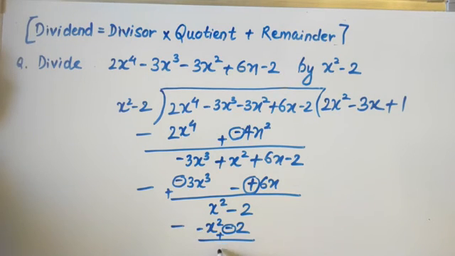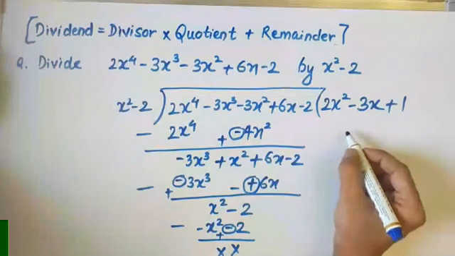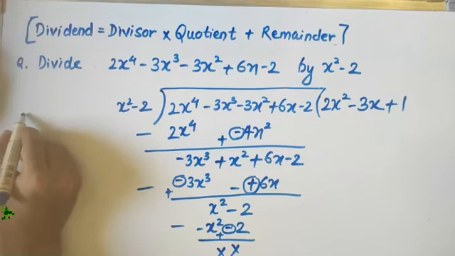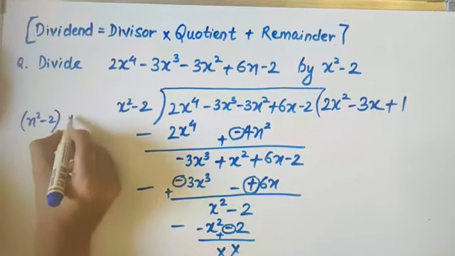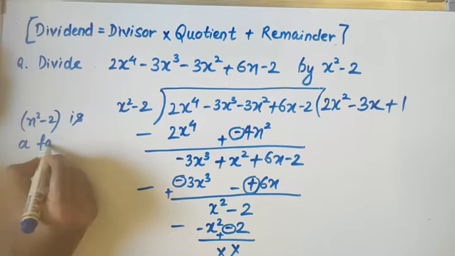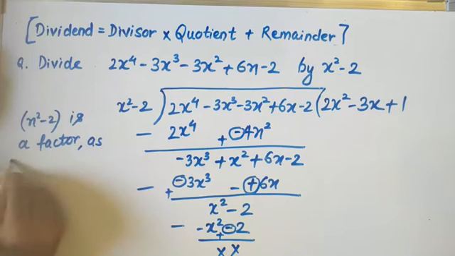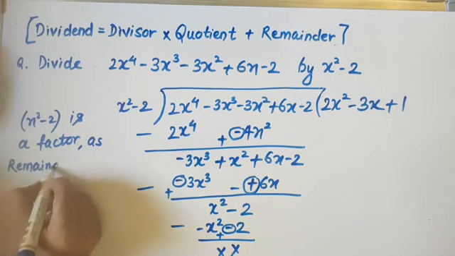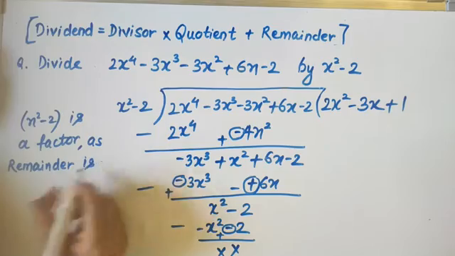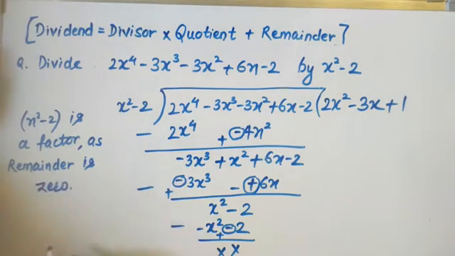So the remainder is 0. So we can say that x square minus 2 is a factor as remainder is, what? Remainder is 0. And remainder is 0.